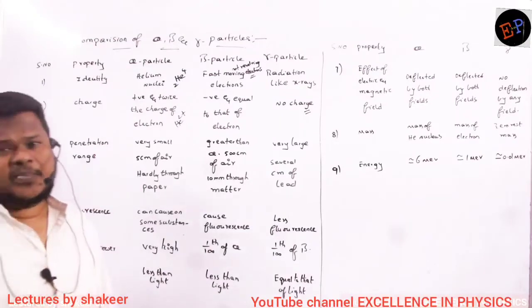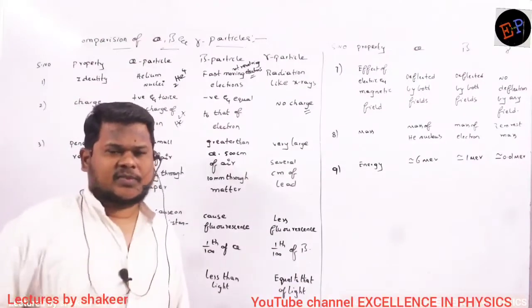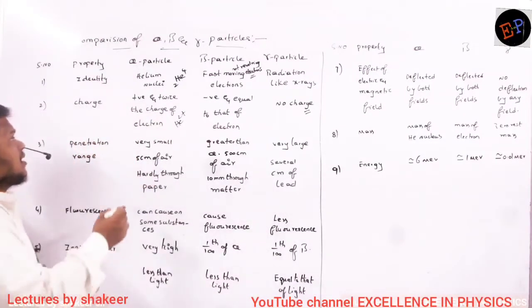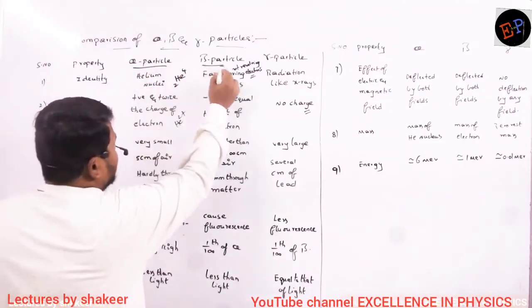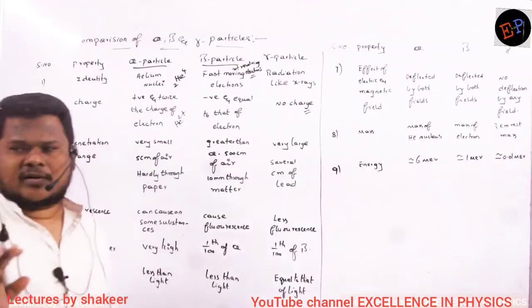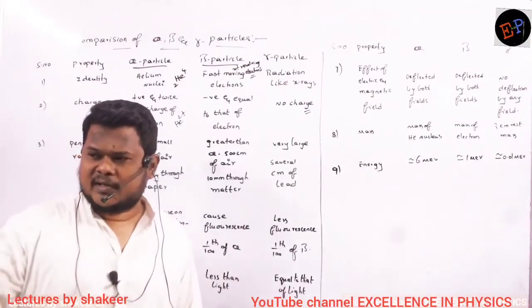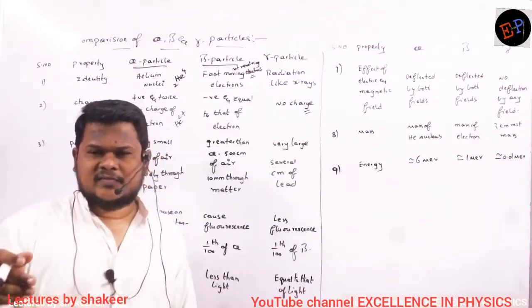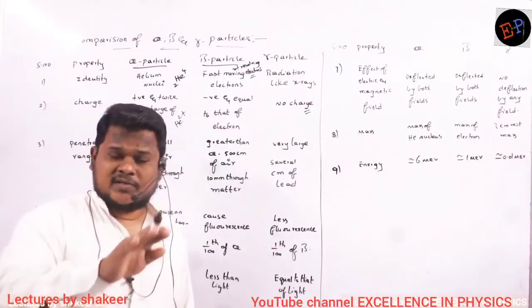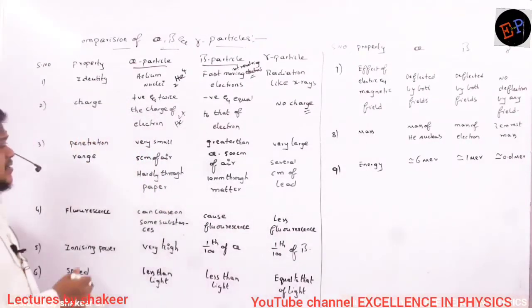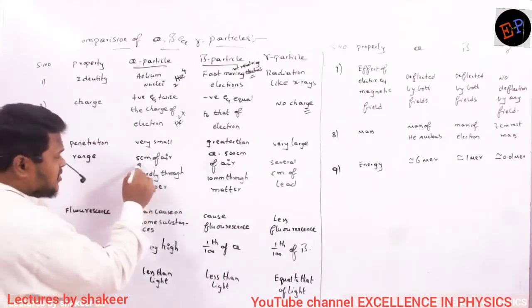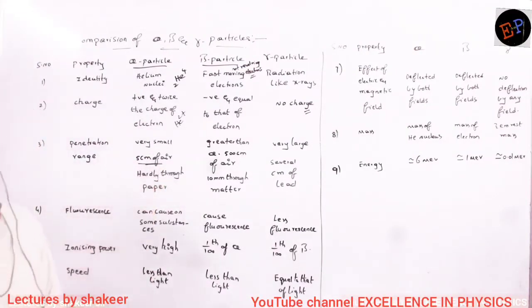Similarly, penetration range. How deeply they can penetrate into matter is called penetration capacity. See, alpha particle is a very, very heavy particle, so it cannot penetrate into matter. For example, if I direct an alpha particle onto paper, it cannot pass through the paper. And in air, it can travel only up to a distance of about 5 centimeters. So the penetration capacity of alpha particle is very less.